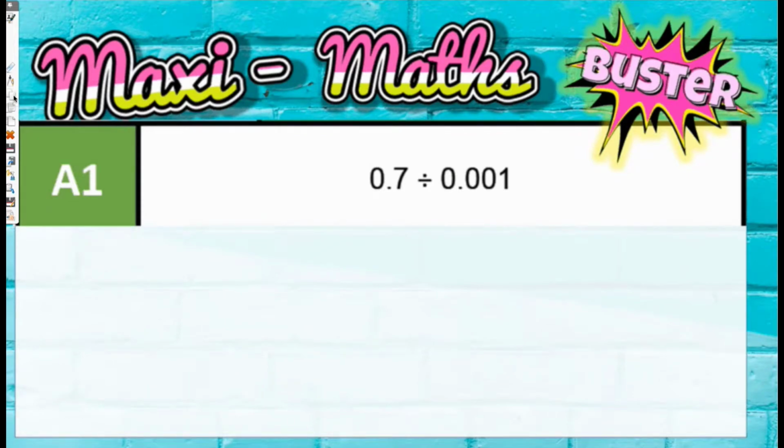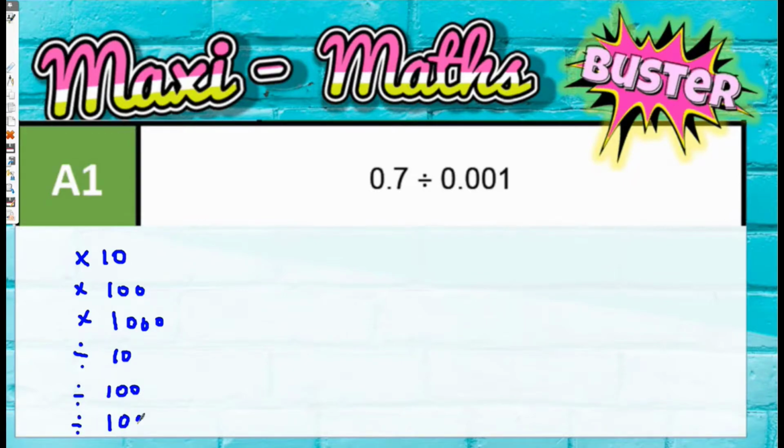Question A1, 0.7 divided by 0.001. Now, what you've got to remember is that when you're younger, you learned how to multiply by 10, multiply by 100, multiply by 1,000, divide by 10, divide by 100, and divide by 1,000. And it was all about moving digits. So multiply by 10 moves all the digits one place to the left, 100 moves everything 2 places to the left, 1,000 3 places to the left, and dividing by 10, 100, 1,000 moves all the digits to the right.